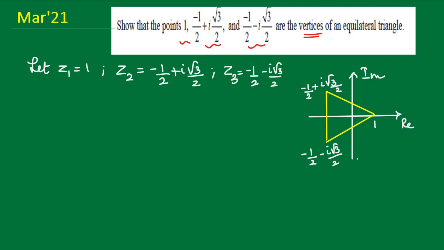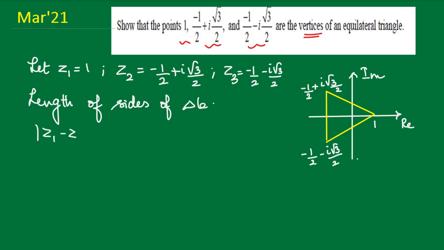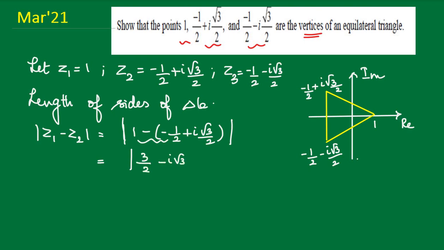Using the distance formula, we are going to find the length of the given sides. So the length of the sides of the triangle can be written as modulus of the first side, Z1 minus Z2, is equal to modulus of 1 minus (minus 1 by 2 plus i root 3 by 2), which is equal to modulus of 1 plus 1 by 2. 1 plus 1 by 2 gives us 3 by 2 minus i root 3 by 2.